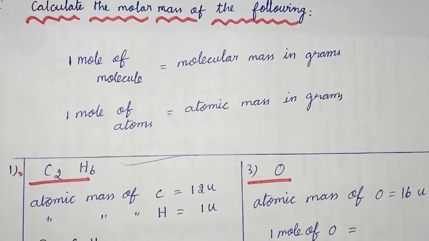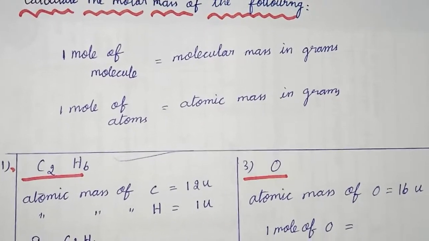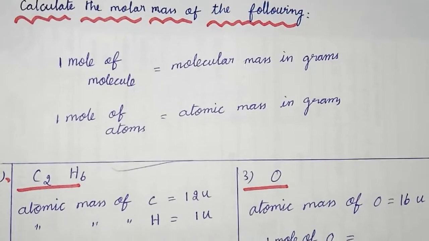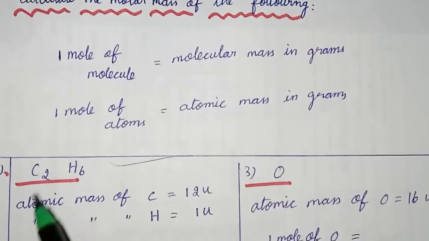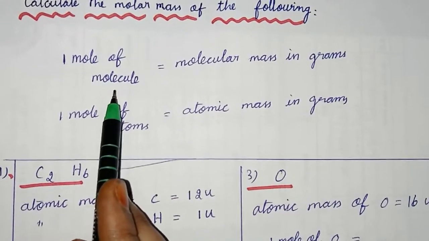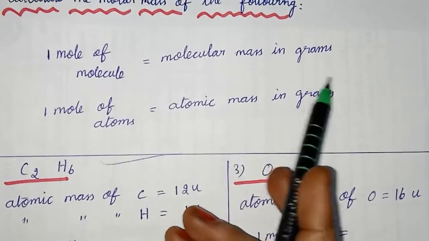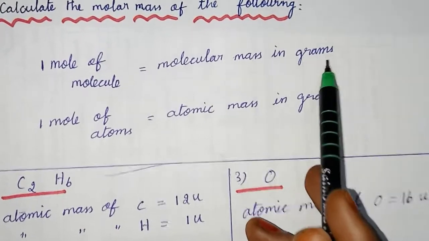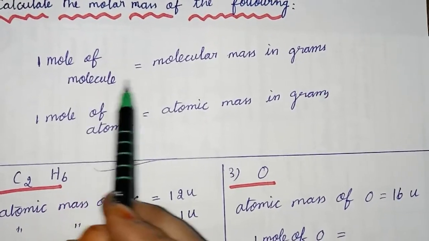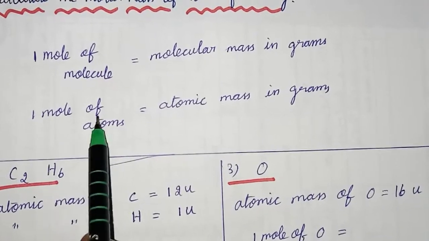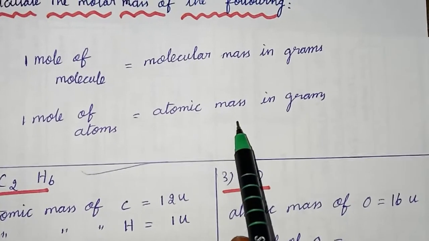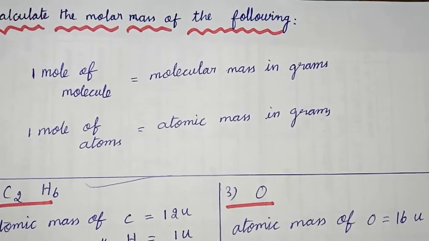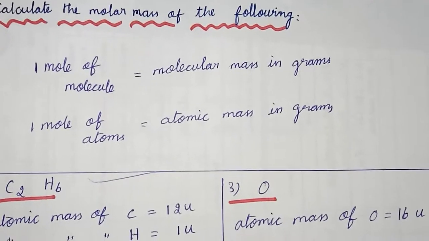Mole expressed in mass is known as molar mass, or otherwise, mole expressed in grams is known as molar mass. We know that formula: 1 mole of molecule is equal to molecular mass in grams. So in this way, mole can be expressed in grams. If it is a molecule, we use this formula. If it is an atom, 1 mole of atoms is equal to atomic mass in grams. Okay, so molar mass means mole expressed in grams.